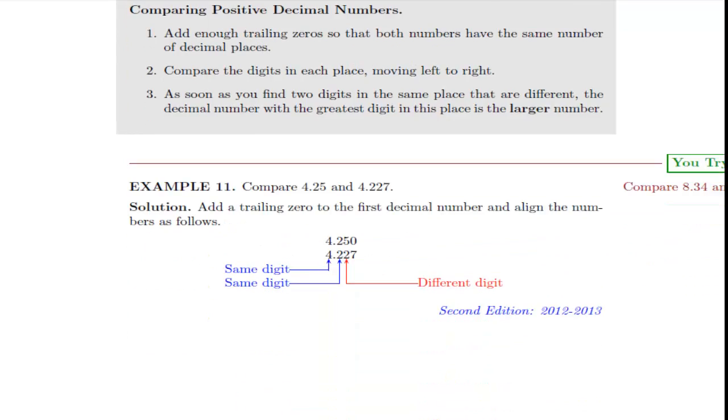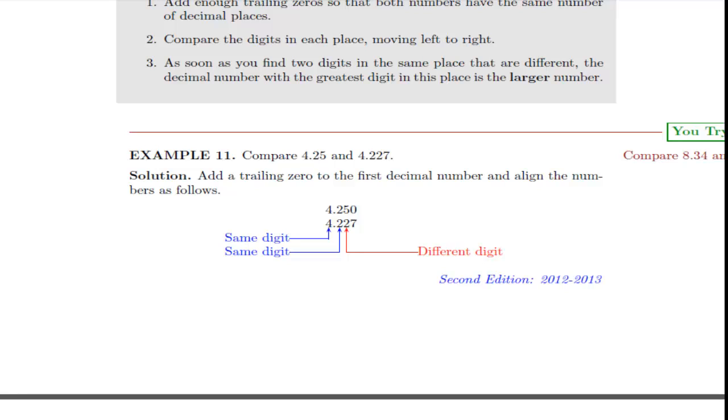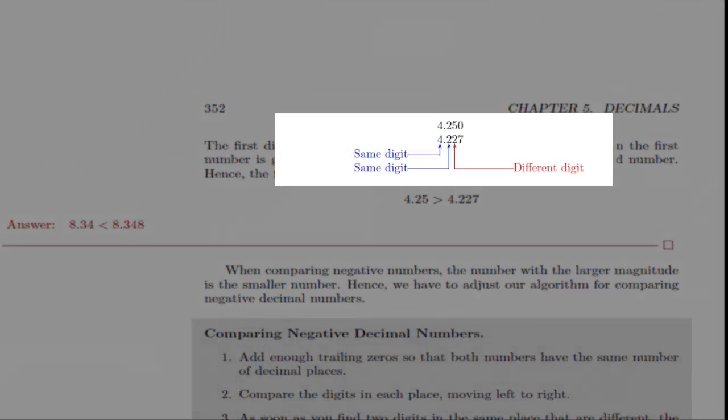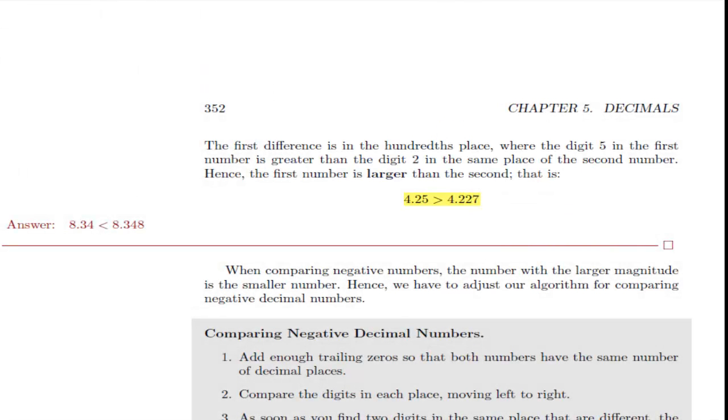Example 11. Compare 4 and 25 hundredths and 4 and 227 thousandths. Solution. Add a trailing zero to the first decimal number and align the numbers as follows. The first difference is the hundredths place, where the digit 5 in the first number is greater than the digit 2 in the same place in the second number. Hence, the first number is larger than the second. That is, 4 and 25 hundredths is greater than 4 and 227 thousandths.